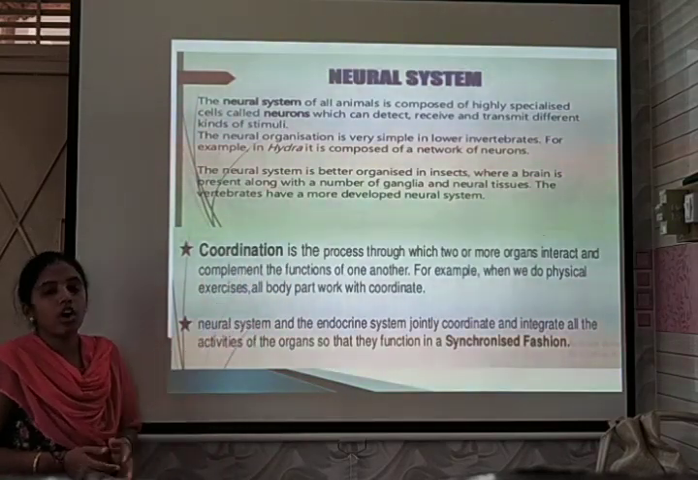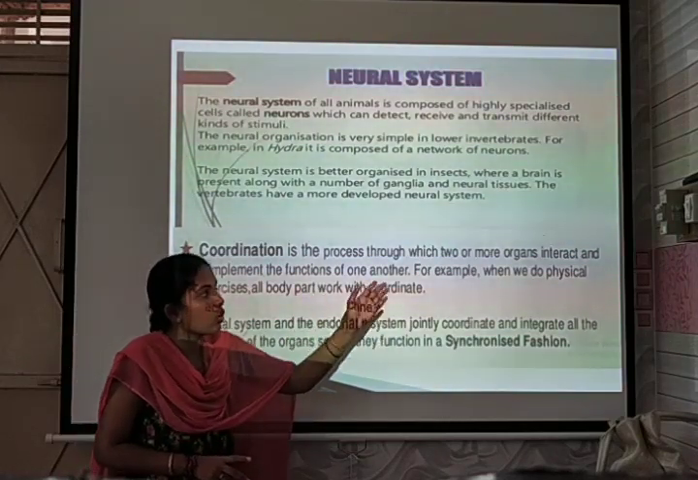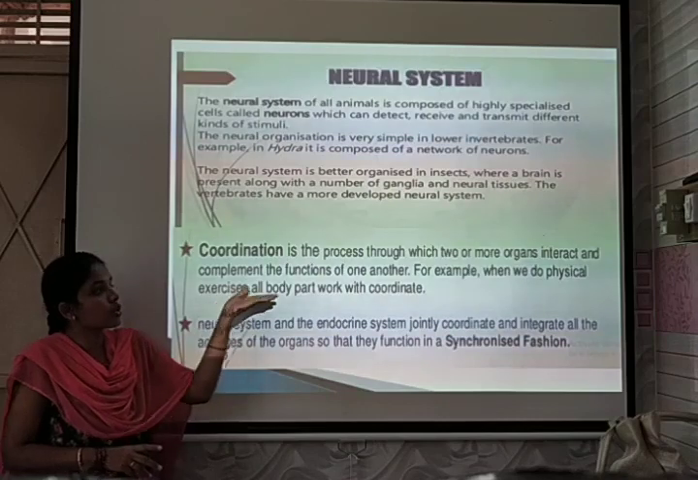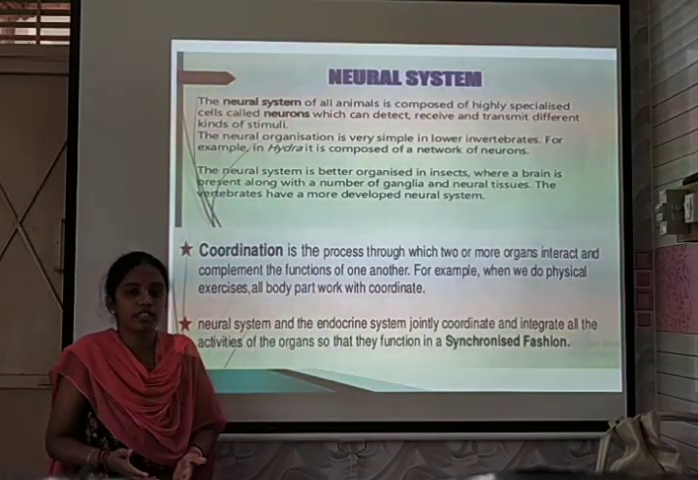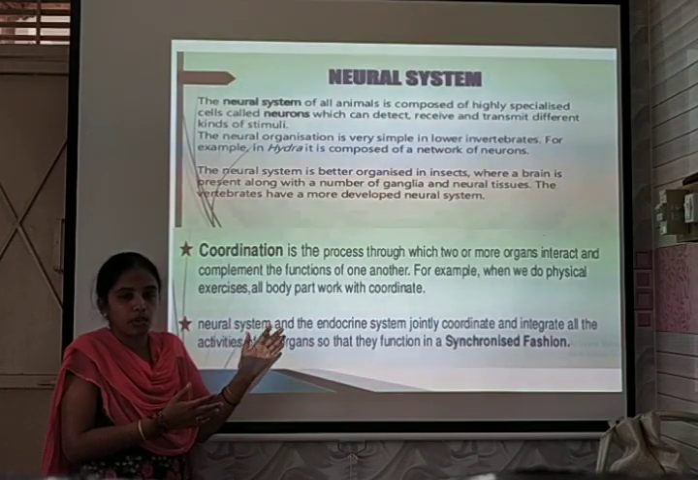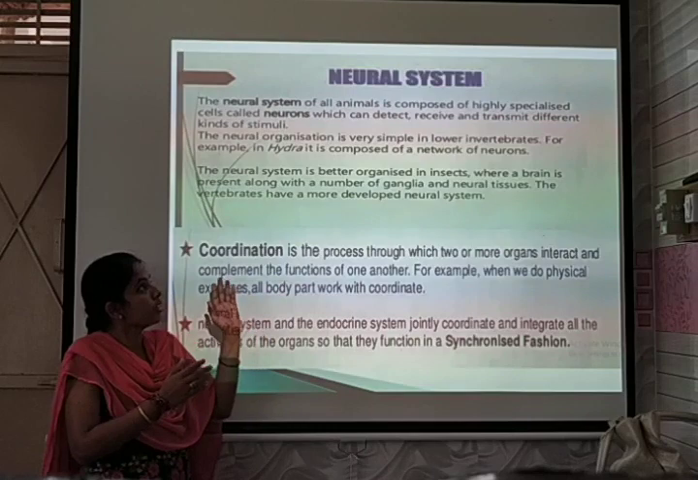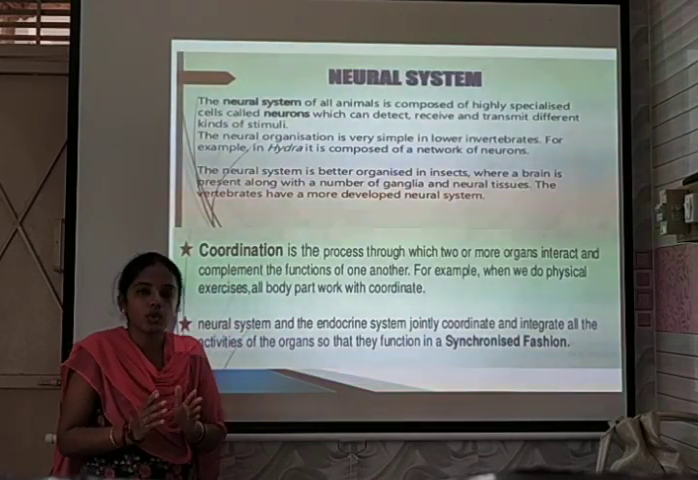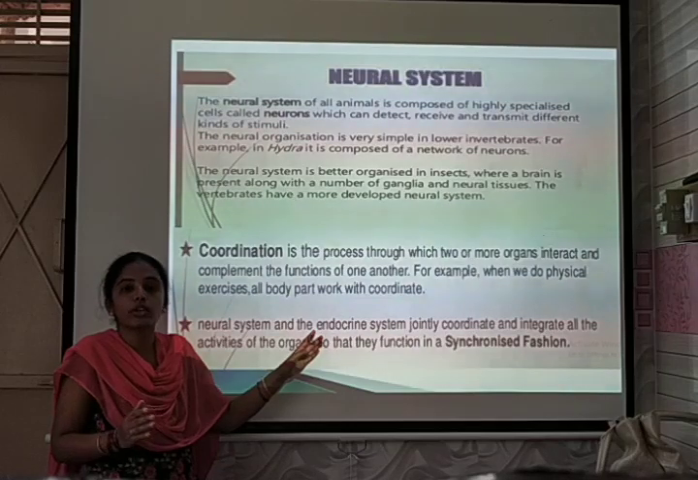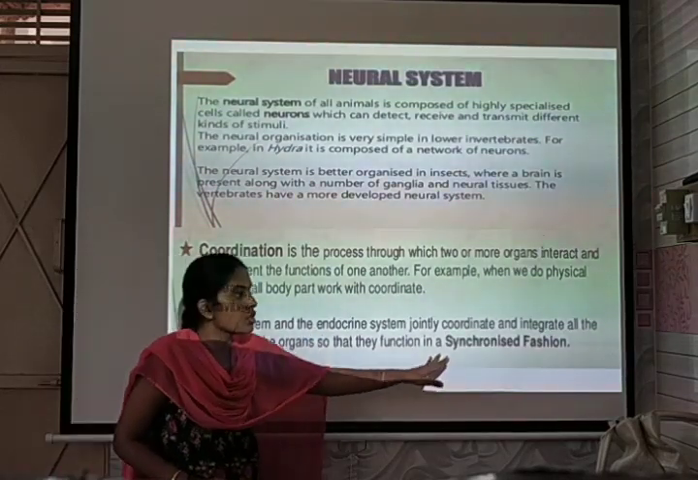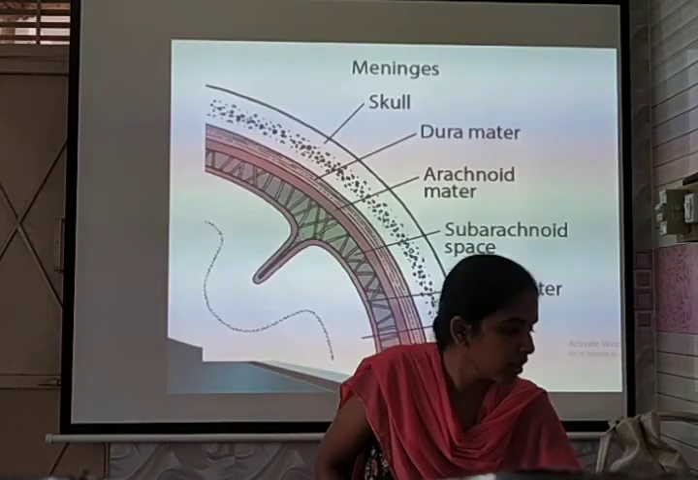Coordination is a process that is helpful for interacting one, two or more organs to show a specific function. So for example, when we are doing physical work, all the systems of our body work in a coordinated condition. So here the neural system always works together with the endocrine system. So we can call it the neuroendocrine system, which functions together in a synchronized fashion.